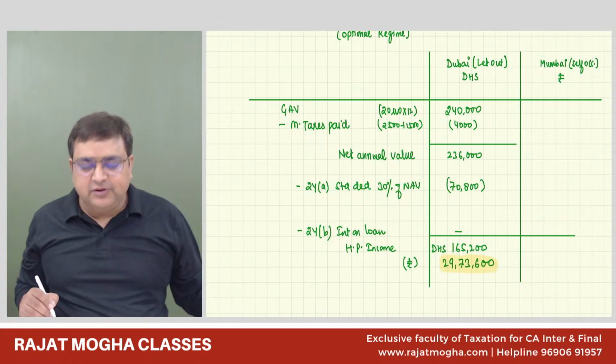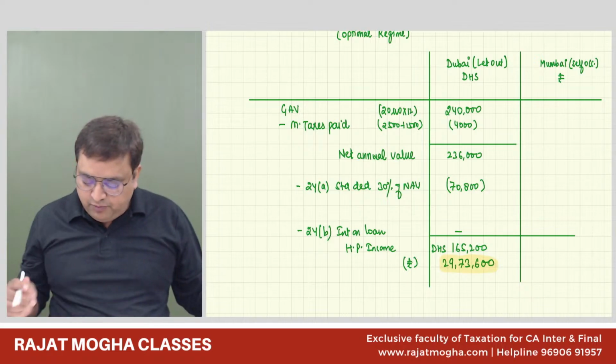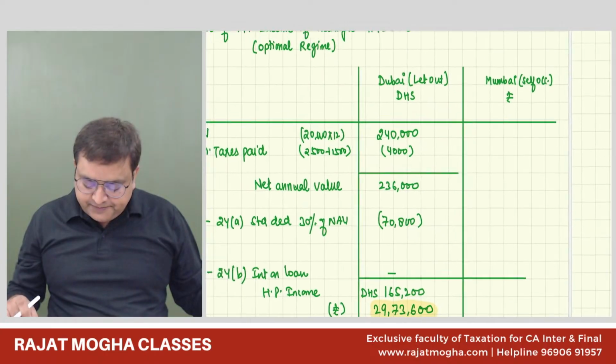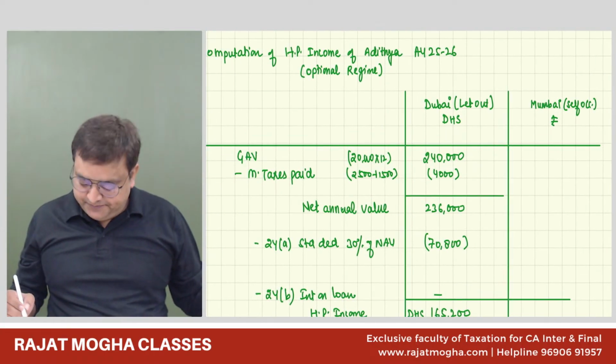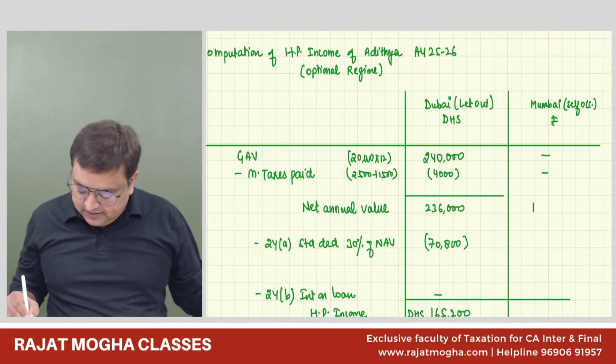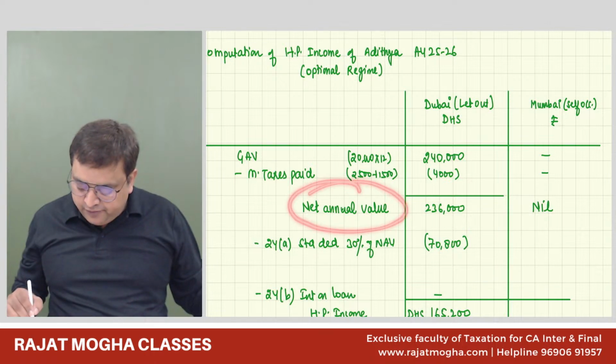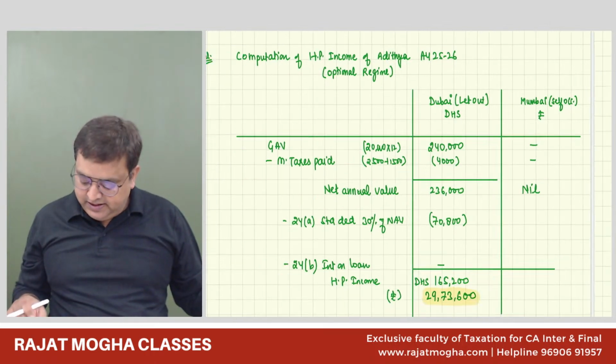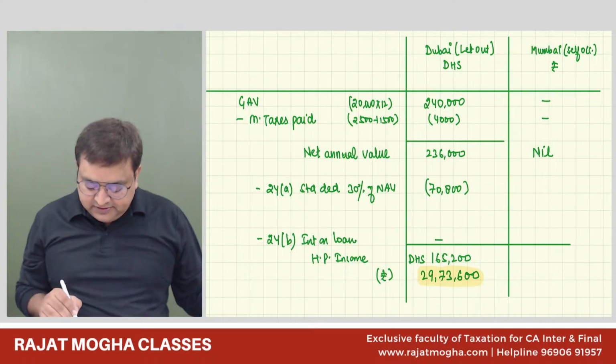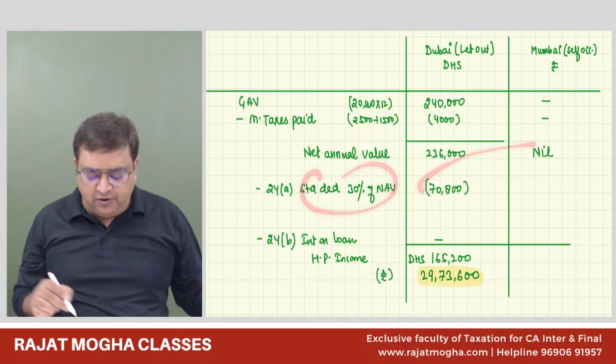Let us calculate for the Mumbai house one. Now Mumbai house is a self-occupied property and we are following optional regime. We don't start with GAV. The self-occupied property starts with NAV, net annual value, and it would be nil. Correct? Standard deduction 30% of NAV, 30% of nil, of course, is 0.